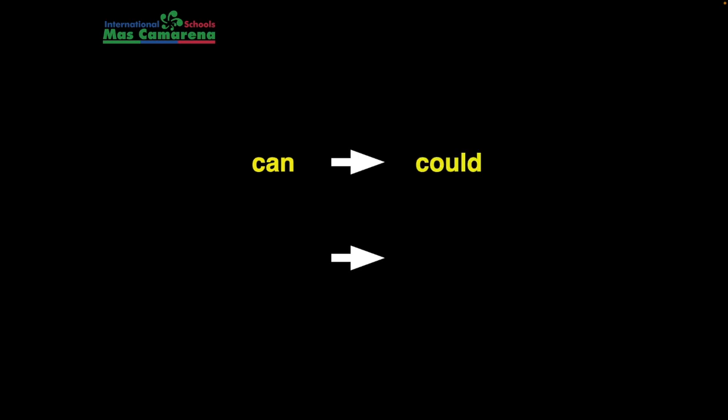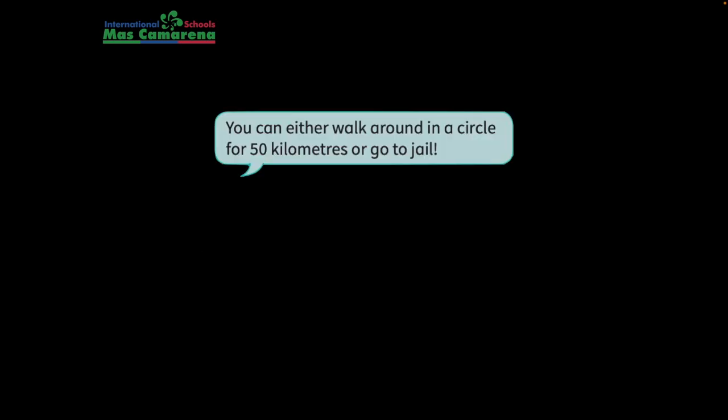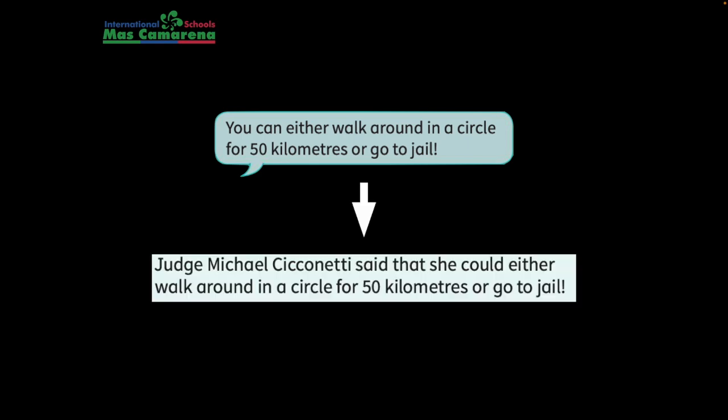Can becomes could. For example, "I can swim" becomes "I could swim." "You can either walk around in a circle for 50 kilometers or go to jail" becomes "the Judge Michael Ciccionetti, I think that's how you pronounce it, said that she could either walk around in a circle for 50 kilometers or go to jail." There you can see that you becomes she, can becomes could.